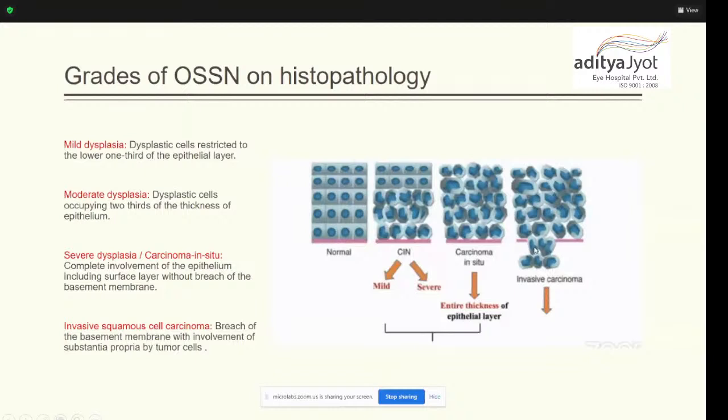But beyond this, you call it invasive squamous cell carcinoma, so it becomes malignant beyond this point. There is a breach of the basement membrane. You can see the cells invading. So this is invasive squamous cell carcinoma. Please don't be confused about this point.